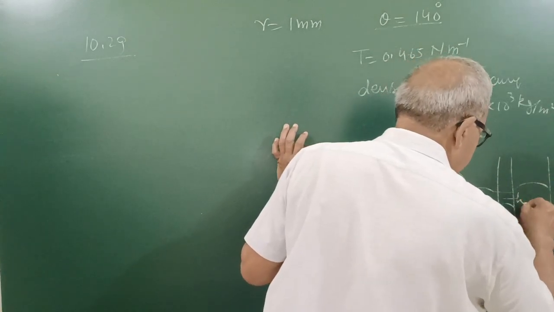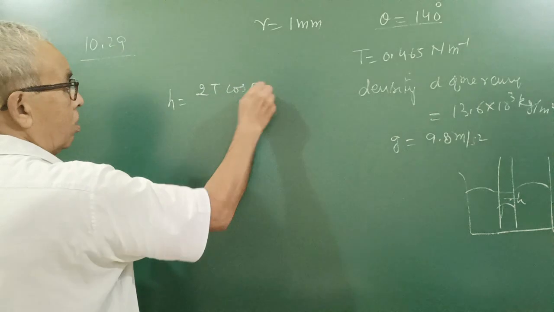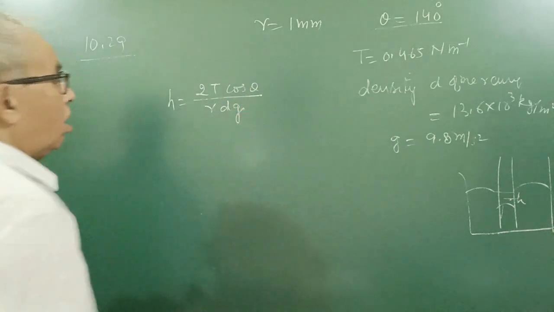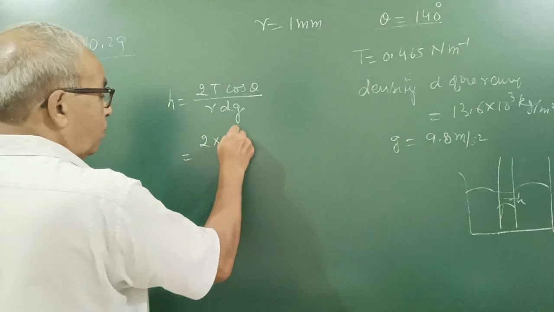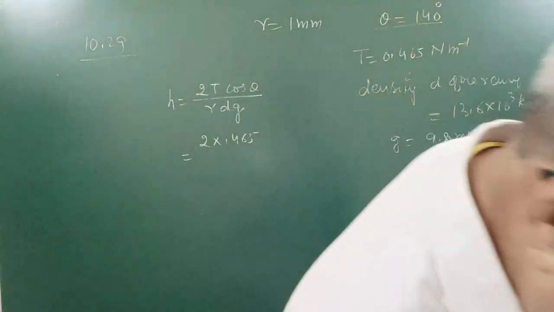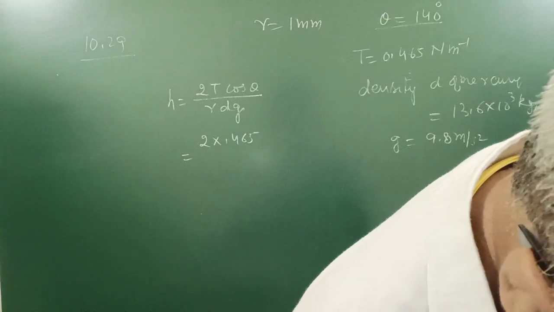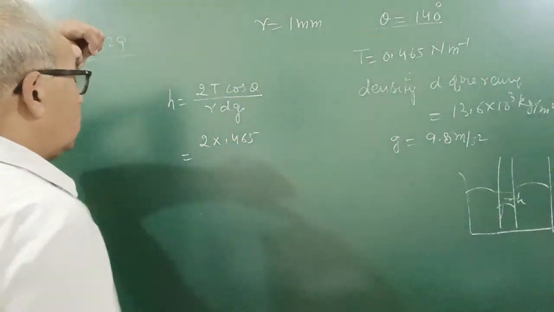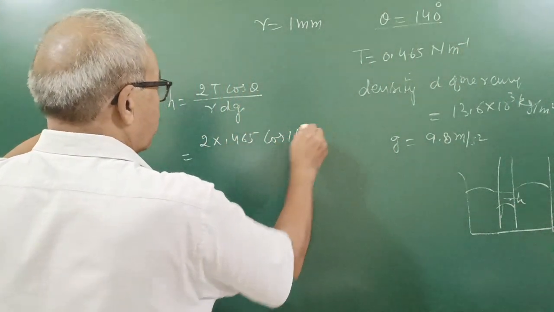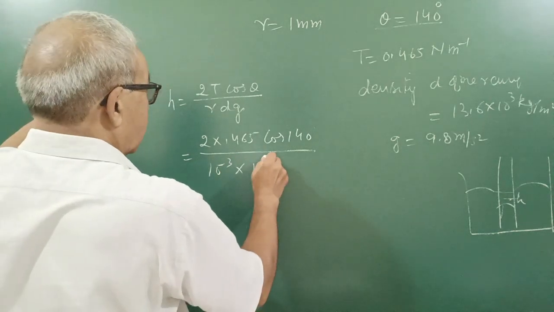So how much is this h? We know h equals 2T cos theta upon r d g. r is the radius of the capillary and d is the density. So 2 times 0.465 into cos 140 degrees upon radius 1 millimeter, 10 to the power minus 3 meter, density 13.6 times 1000, g 9.8.